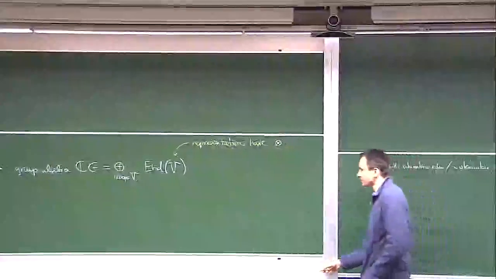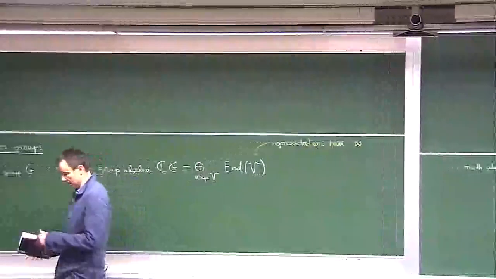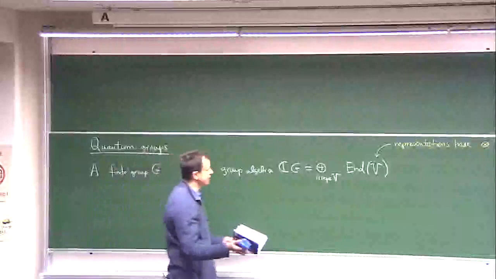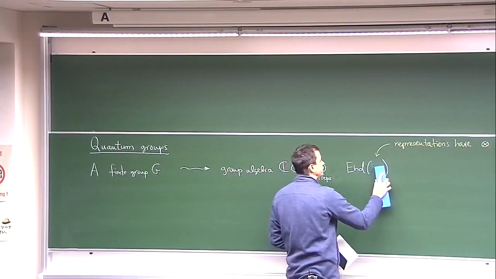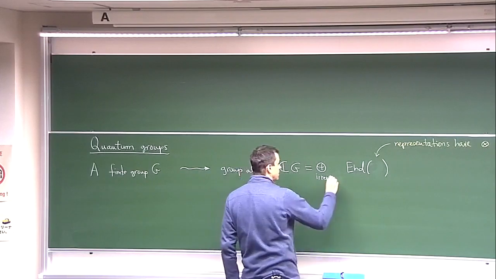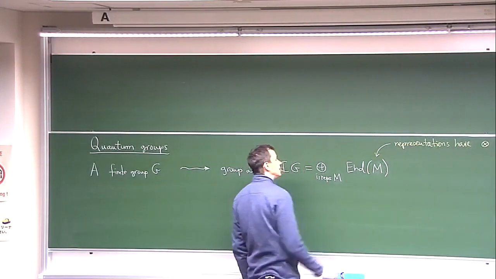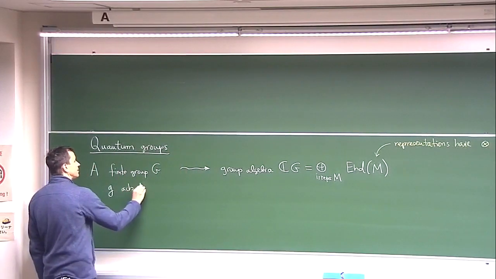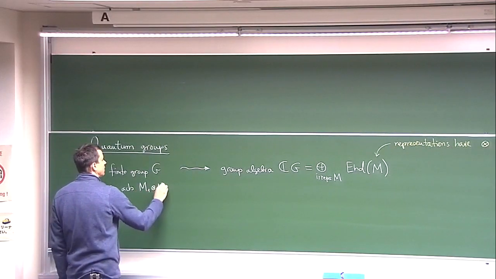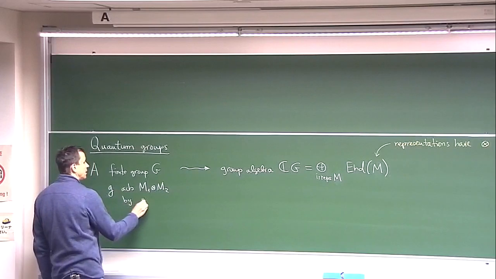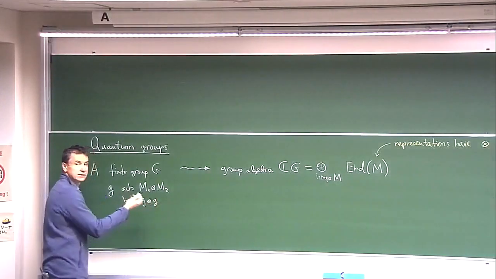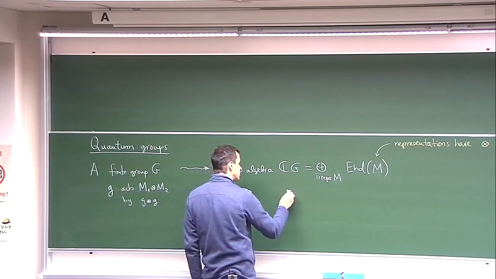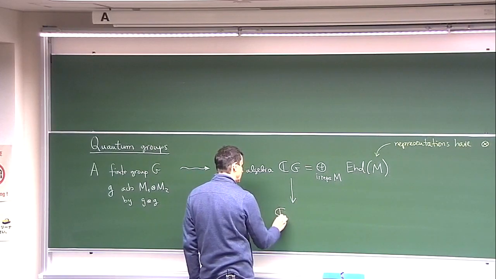In my notes, I think I denote modules by V, but there are so many V's in the subject, so I will change this to M, a module. An element g acts on a tensor product of two modules by acting as g in the first factor and g in the second factor. This means from this algebra there is a homomorphism to its tensor square.